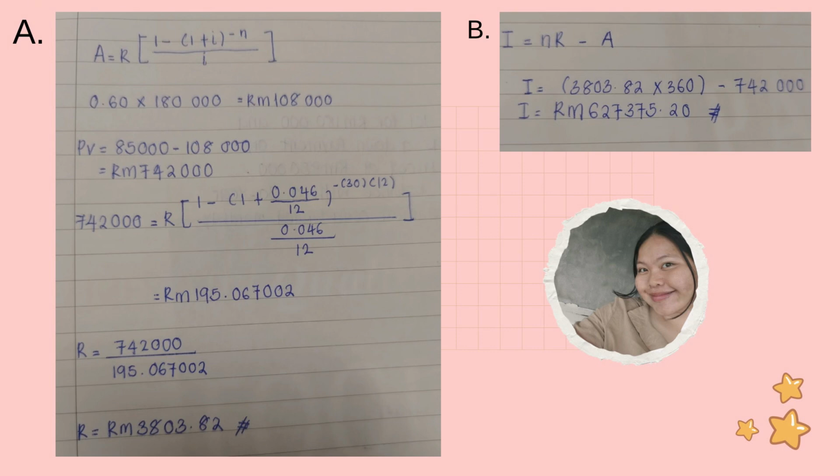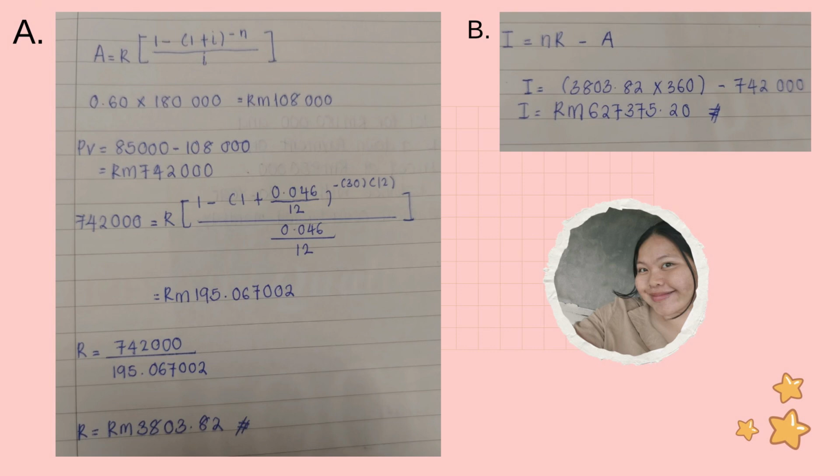as a down payment. 60% of Rm 180,000 is Rm 108,000 and the house price is Rm 850,000. And for this question, we will use the present value formula. So, the house price, we need to minus it with the 60% of the down payment. So, we will get Rm 742,000.